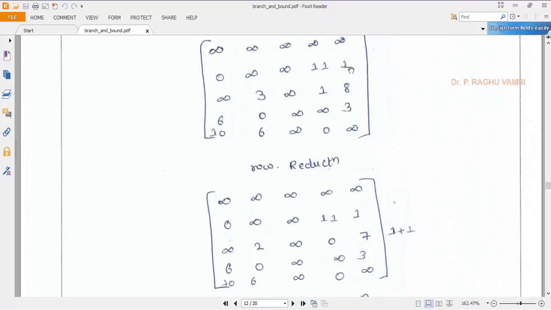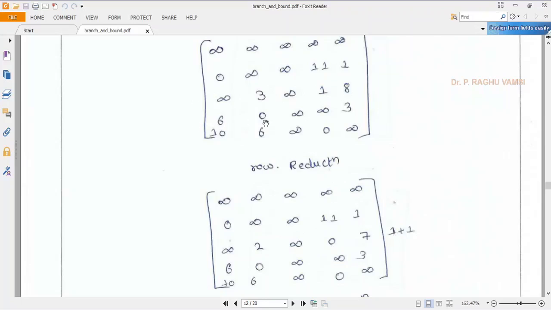In the second row, 0 is the minimum cost that we identified, so even though we reduce 0 from any other element, the same element will remain. In the third row, the minimum element is 1, so reduce 1 from the remaining other elements. So 2, 0 and 7. So 1 is the cost that we reduced so far.